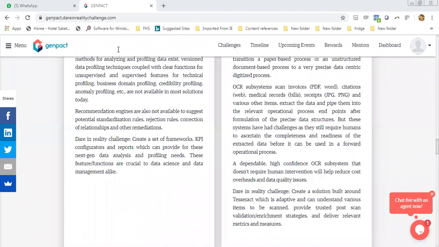Okay, there is a question. OCR subsystems: in case invoices are duplicated and manipulated, how to recognize them and replace them? I'm not sure I understand your question. Are you talking about some kind of fraud going on here, Kiran?